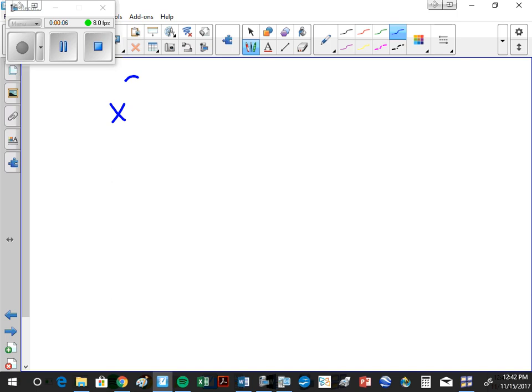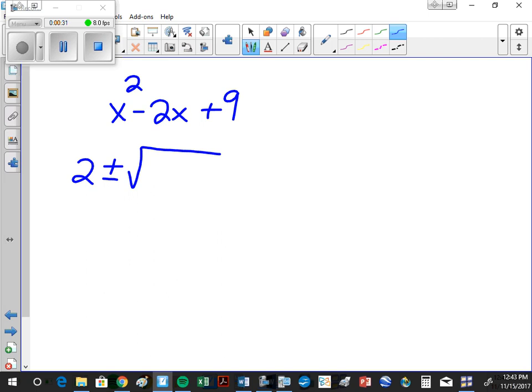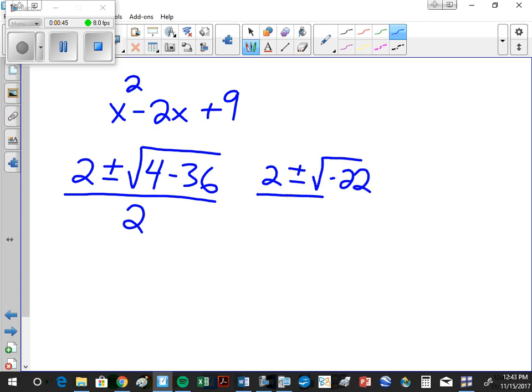If I had x squared minus 2x plus 9, does that factor? Two numbers that multiply to be 9 and add to be negative 2 don't exist. So we need to use the quadratic formula. 2 plus or minus the square root of 2 squared, which is 4, minus 4 times 1 times 9, which is 36, over 2 times 1, which is 2. That would be 2 plus or minus the square root of negative 32 over 2.